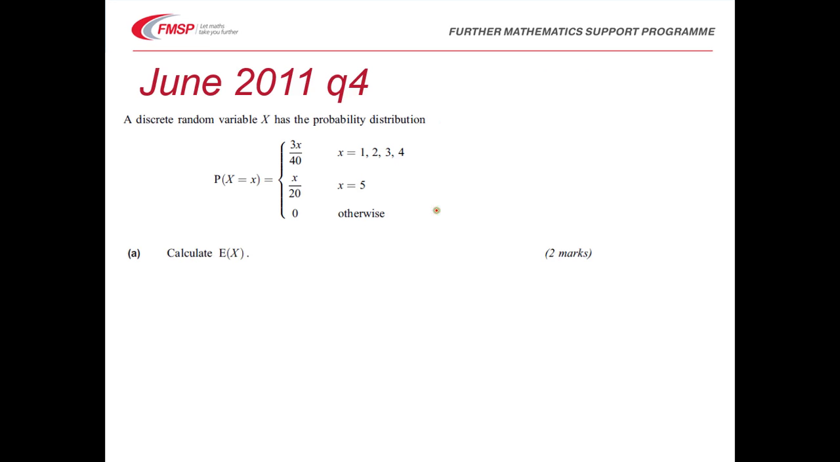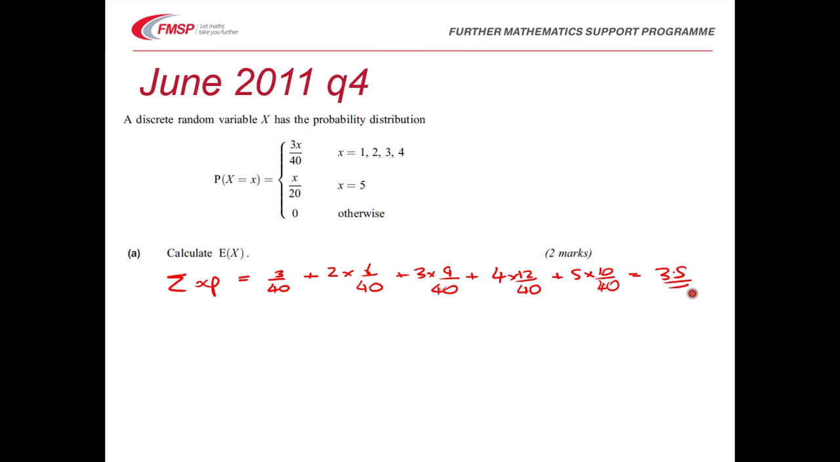And we're asked to calculate E of x. So the definition of E of x is the sum of x times the probabilities. So again, we've just created some of this work already. So it's going to be 3 out of 40 plus 2 times 6 out of 40 plus 3 times 9 out of 40 plus, and you can put this on your table, as I say, don't forget you can do that, 4 times 12 over 40 plus 5 times 10 over 40. And now this just makes adding the fractions a lot easier. We get 3.5.